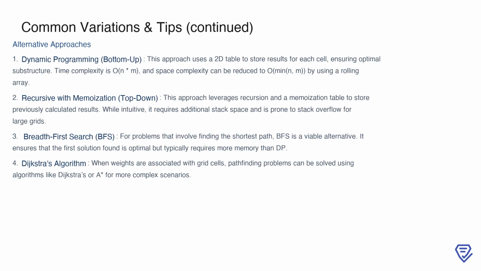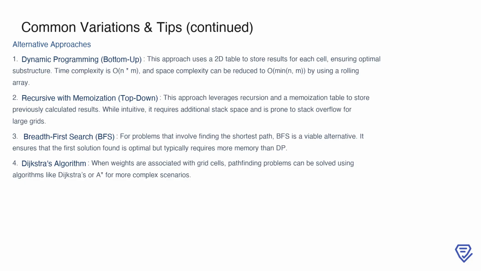Another option is a top-down recursive approach with memoization. This leverages recursion and a memoization table to store previously computed results. While this approach is more intuitive, it does require additional stack space and can run into stack overflow issues for very large grids. For problems that involve finding the shortest path, breadth first search, or BFS, can be an effective alternative. BFS guarantees that the first solution found is optimal, but it typically requires more memory compared to dynamic programming.